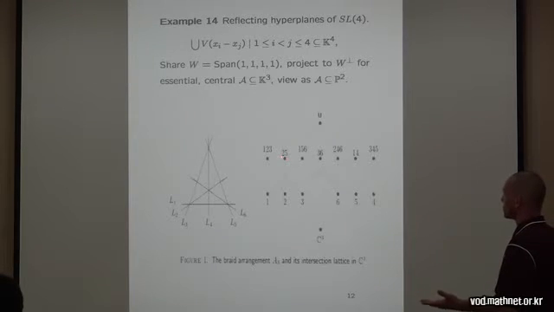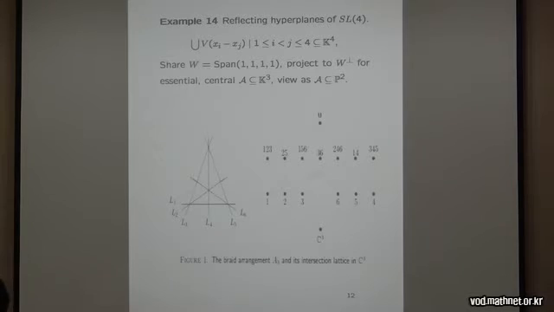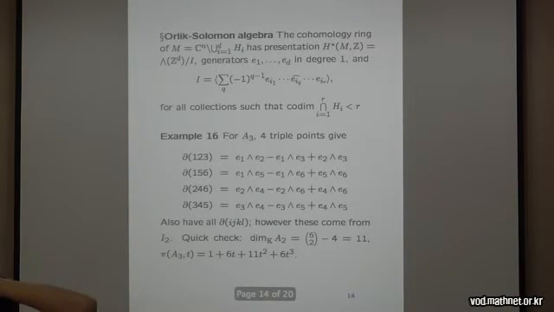Those are codimension 2 intersections with 2 hyperplanes. They're not interesting. But these guys are interesting, right? These are 3 hyperplanes intersecting in codimension 2. So each of the triple points gives us a relation in our cohomology ring. So what do we see?